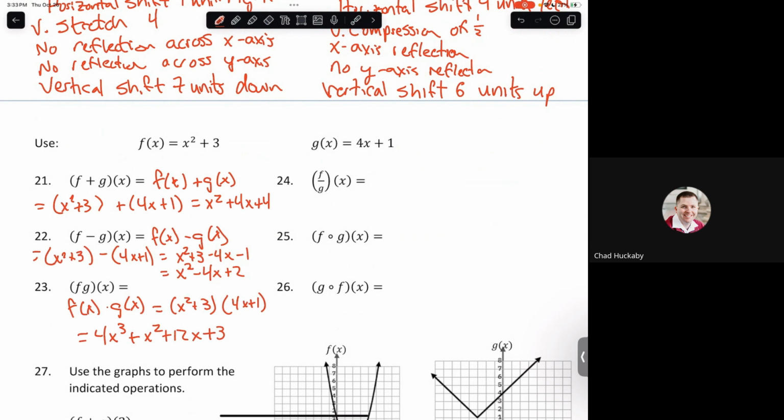What about f divided by g of x? Well, that's f of x divided by g of x. This will probably be your favorite one because you get x squared plus 3 over 4x plus 1. And neither of those can be factored, so it can't be simplified any further.